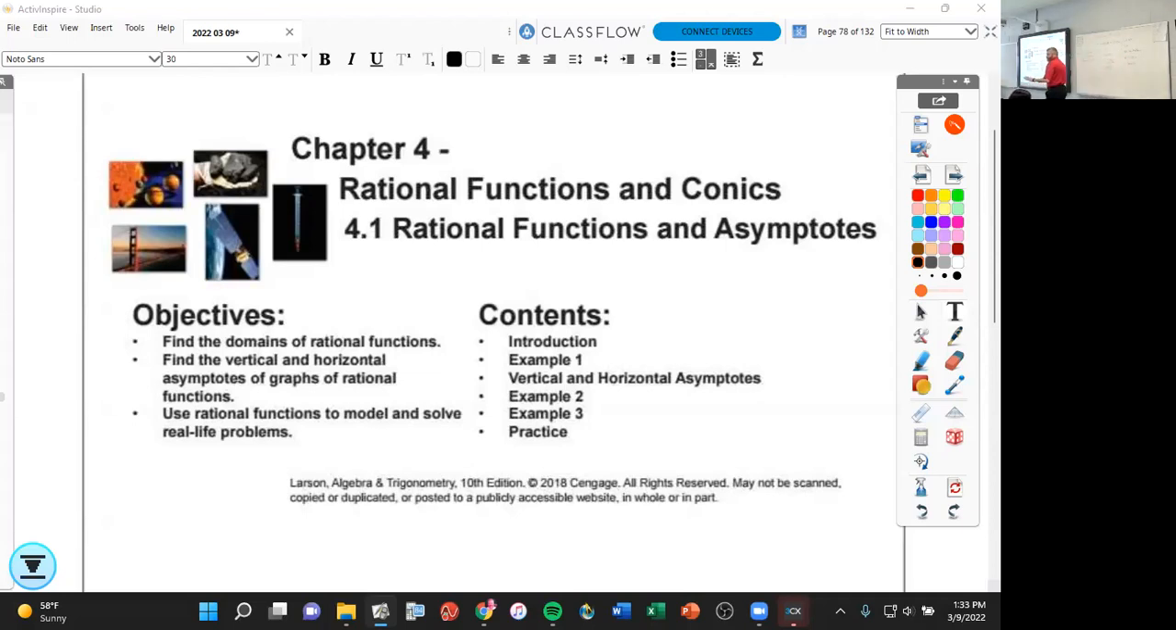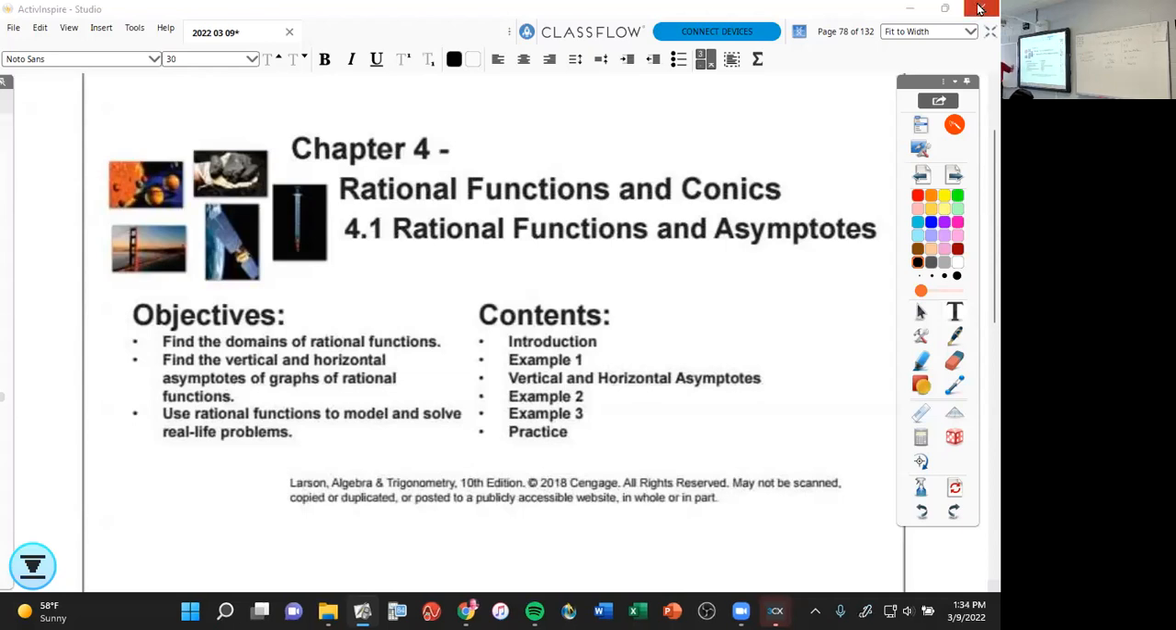Rational means what? The first 5 letters of rational are ratio. What's a ratio? A fraction. Okay, so a rational function is going to be a polynomial divided by a polynomial. Not a big deal. We're going to talk about domains of rational functions, vertical and horizontal asymptotes and how to find them, and then we're going to do word problems. There you go.